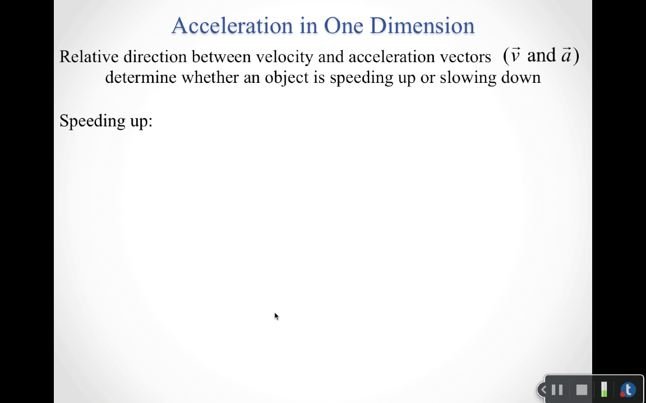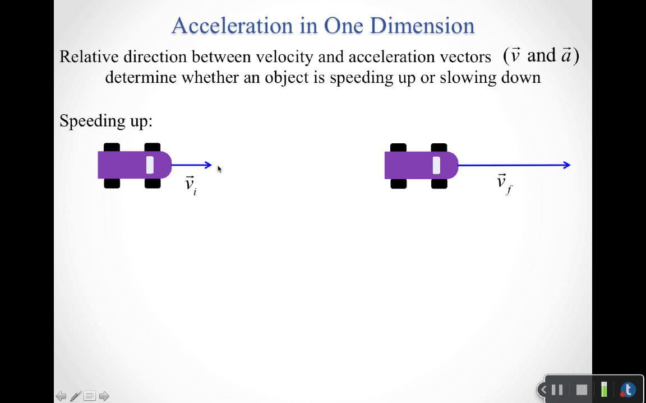All right, so what speeding up and slowing down are trying to tell you about is the relative direction between the velocity and acceleration vectors. So for an object that's speeding up, let's take this car here. Here we have it at some initial instant where its velocity vector points to the right and has this particular magnitude. At some later instant, the velocity vector still points to the right, but now its magnitude is much larger. So the speed has increased because the velocity vector's magnitude is larger than it was before.